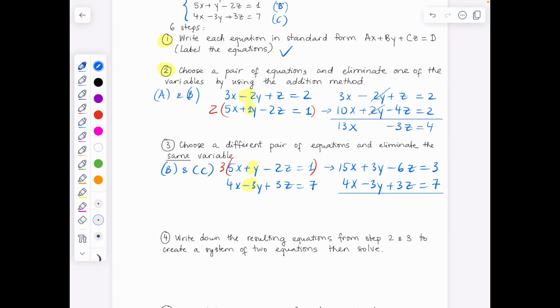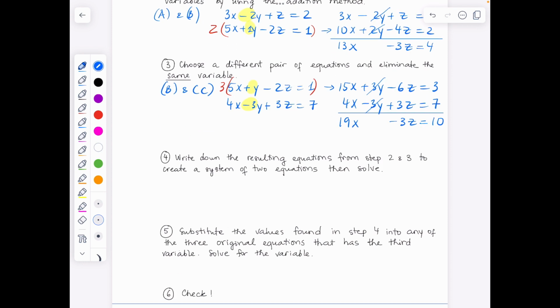So 15x plus 4x, that's 19x. 3y minus 3y, that should cancel, give you 0. Negative 6z plus 3z is negative 3z. And 3 plus 7 will give you 10.